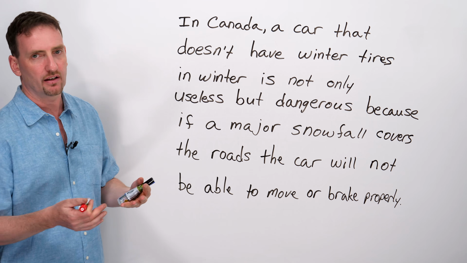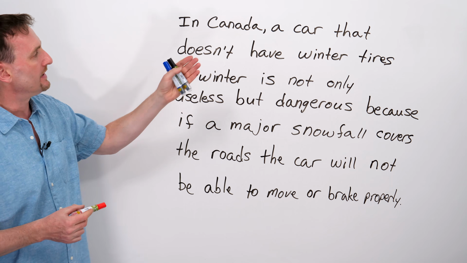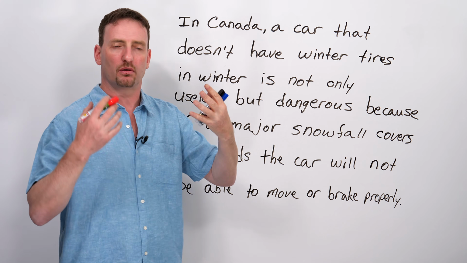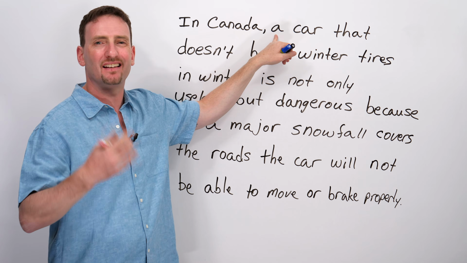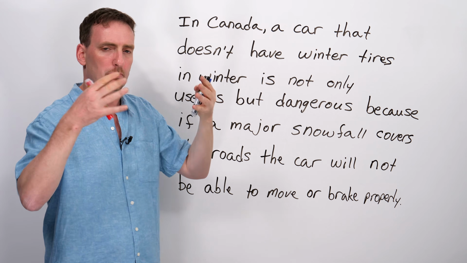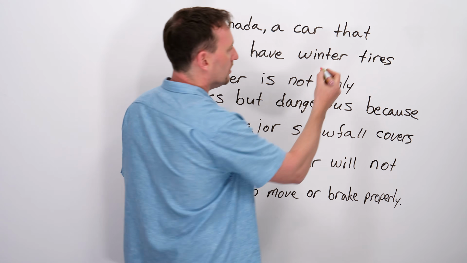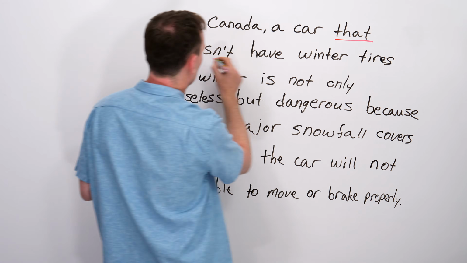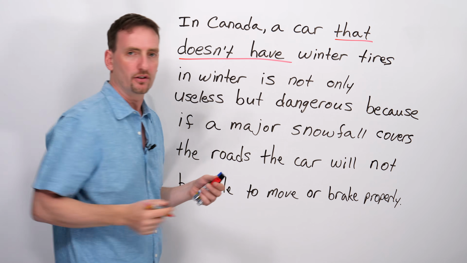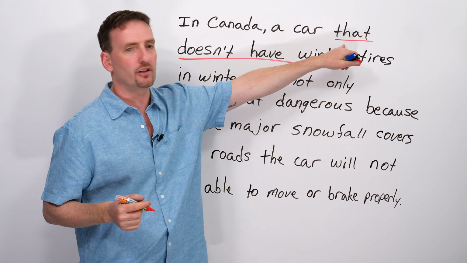Start identifying the pieces. In Canada, a car. So we have a car, which means indefinite. So we want to make it a bit more definite. We want to say something about this car. So, a car that doesn't have winter tires. Here is your first clause.